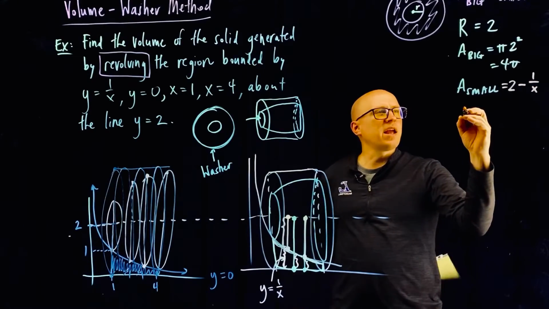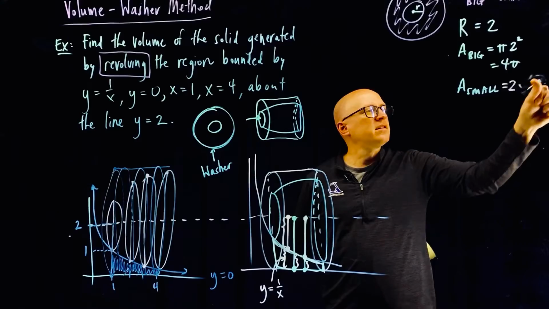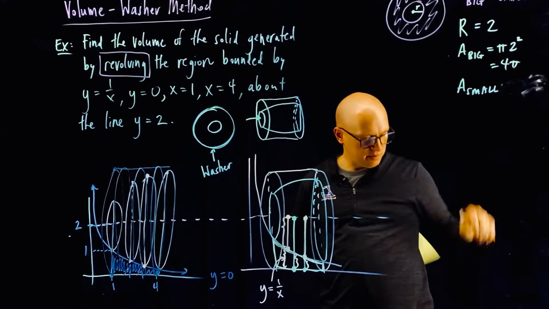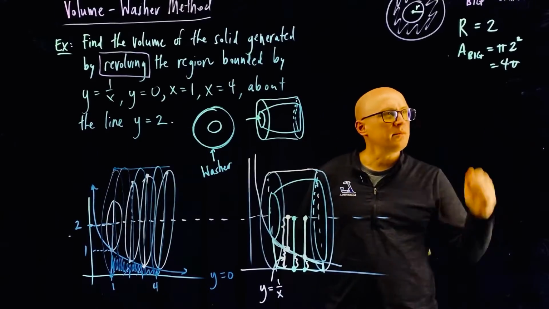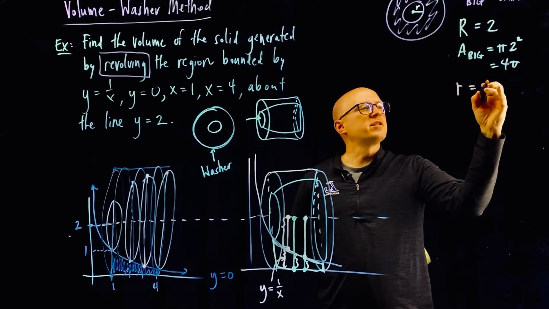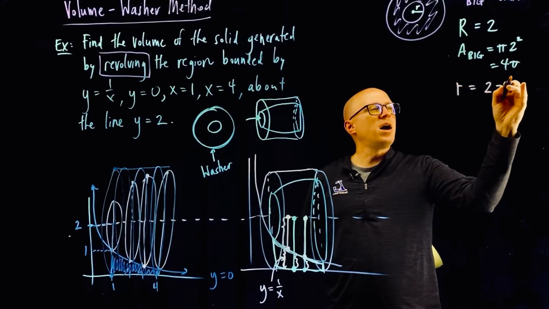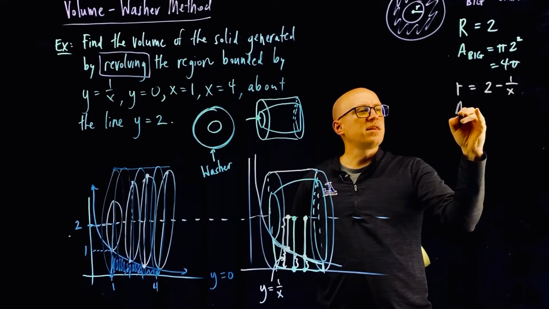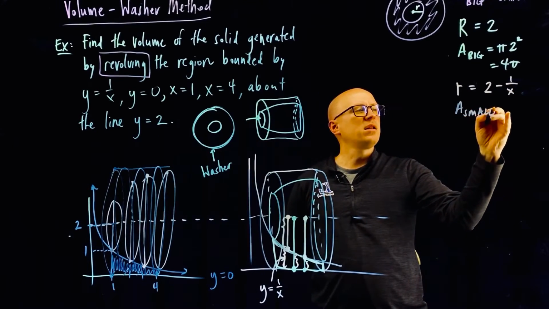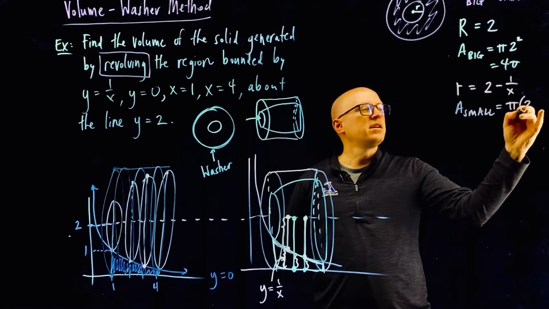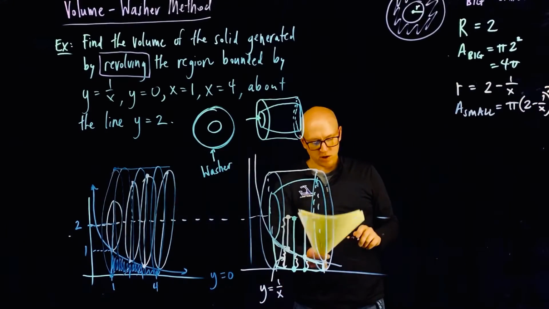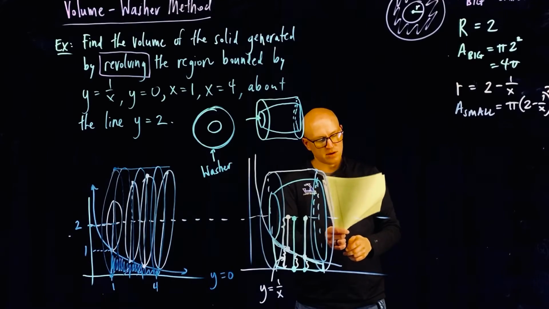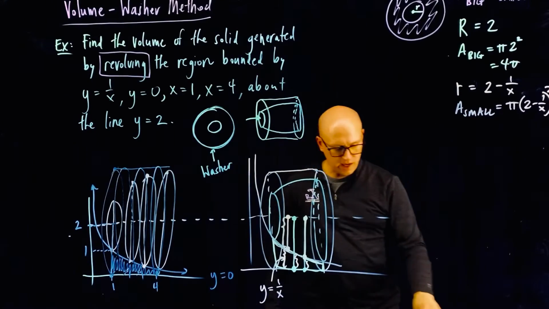And so therefore the area, oops, that's not the area. That's the radius. I'm going to erase this part. Little r is going to be equal to 2 minus 1 over x. And therefore the area of the small is going to be pi times 2 minus 1 over x quantity squared. Hopefully that fits on the board. I think I'm okay over there.